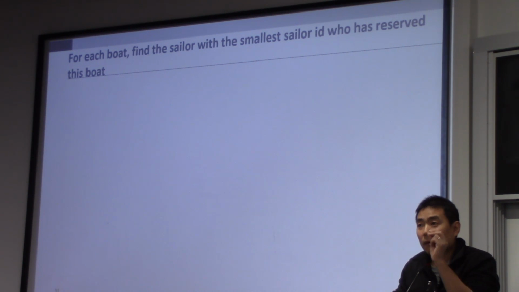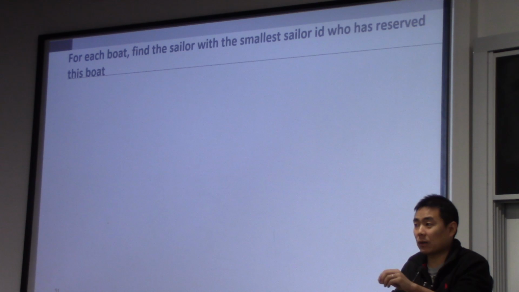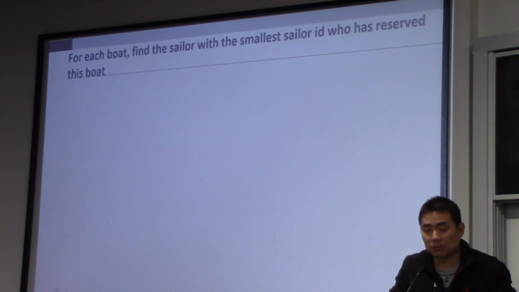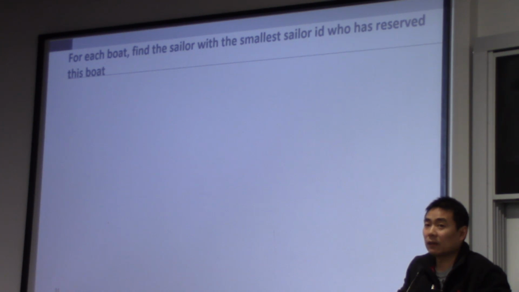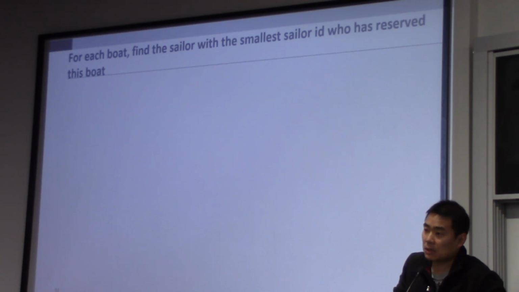Challenge number two. There's no aggregation operator like min or max in relational algebra. Right? We never learned something like min or max in relational algebra. How do you find the smallest sailor ID when you do not have an aggregation operator like min or max?